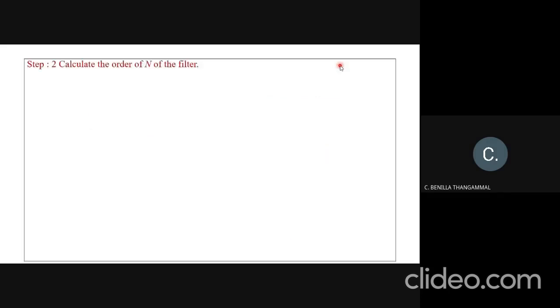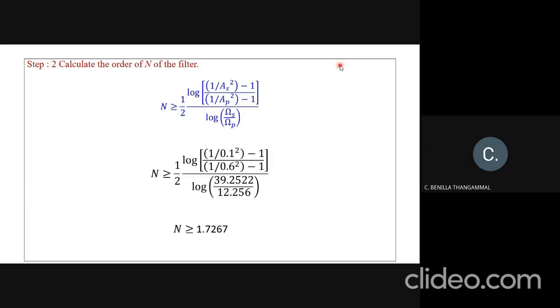Then your step 2 is to calculate the order of your filter. So you have your formula; by substituting your A_S, A_P, omega p and omega s, you'll be able to get your n value. So n is 1.7267. So your next largest integer value is 2. And your third step is to calculate your omega c by substituting your omega s, A_S, and n value. I'll be getting my omega c.